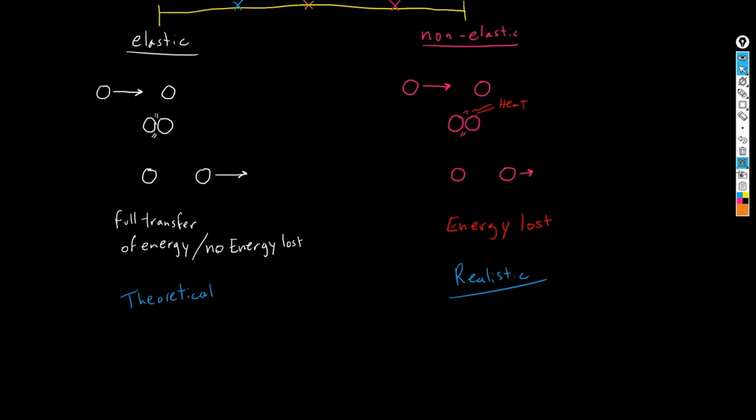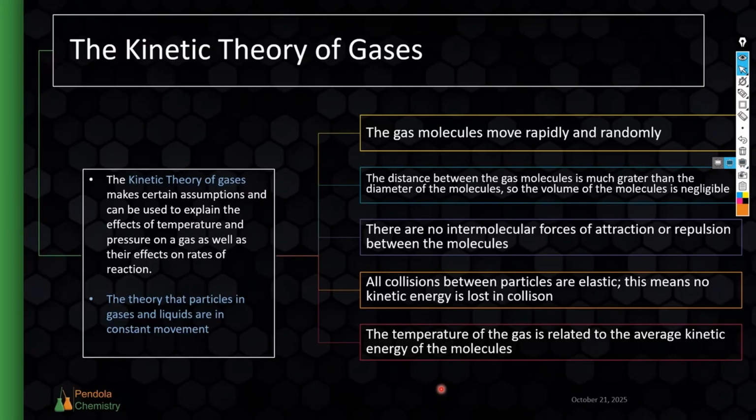So this fourth assumption, that all collisions between particles are elastic, is unrealistic, but it is an assumption that's used to make the kinetic theory of gases more understandable. This means no kinetic energy is going to be lost in those collisions. So that's at least what the theory is assuming.